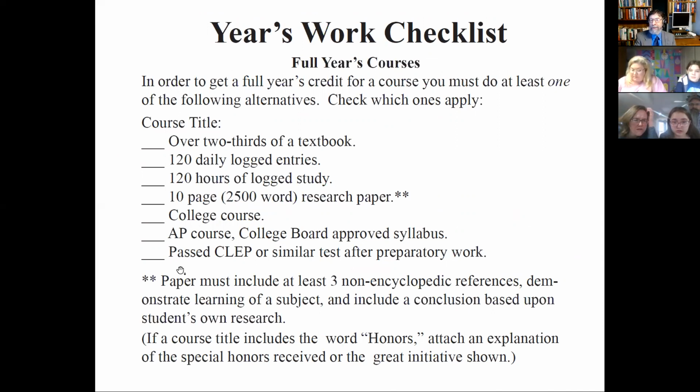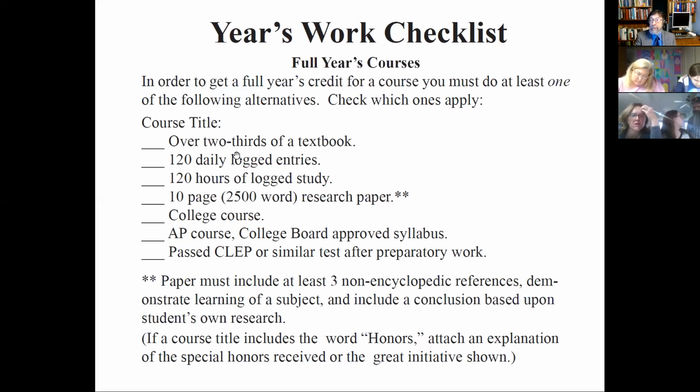Now, what are they? Over 2/3 of a textbook. This is a standard way of doing things. You work through a textbook. Now, most of the time when people work through a textbook, they answer the questions at the end of the chapter. But that's not the only way to get credit for going through 2/3 of a textbook. You could write a summary at the end of every chapter. That'd be fine. Just have some sort of written record.